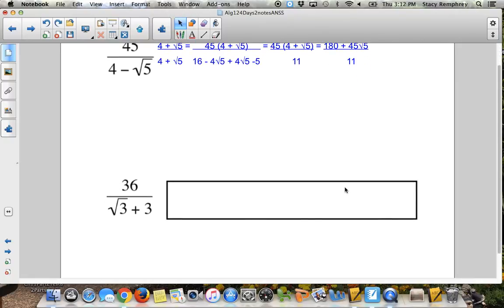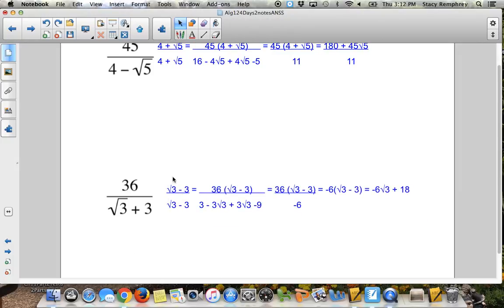So please push pause and try the last one. Okay. Again, I used the conjugate because I saw a square root and I saw addition or subtraction. I multiplied out. I saw 36 and negative 6 can simplify, and then I distributed the negative 6.